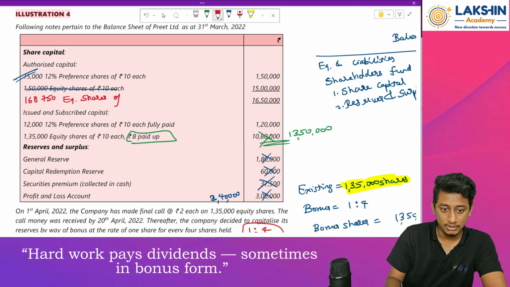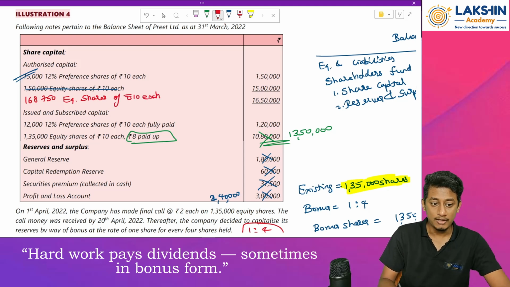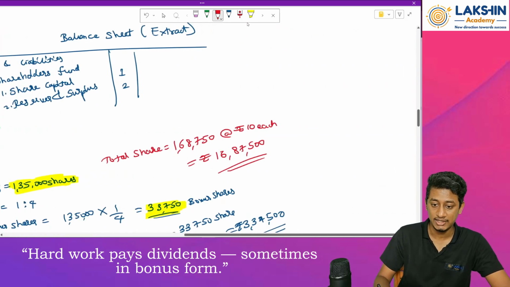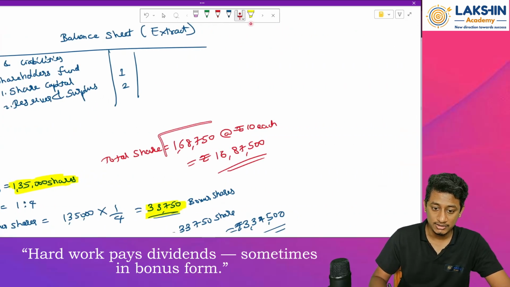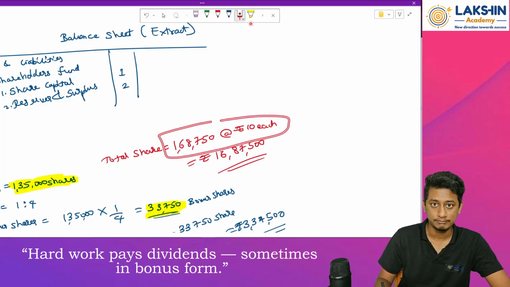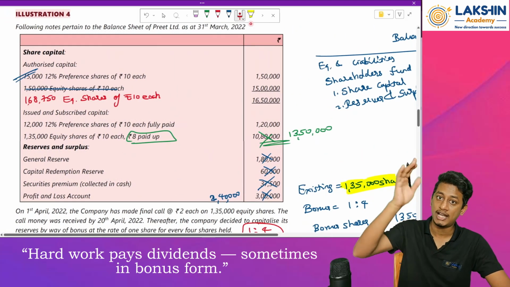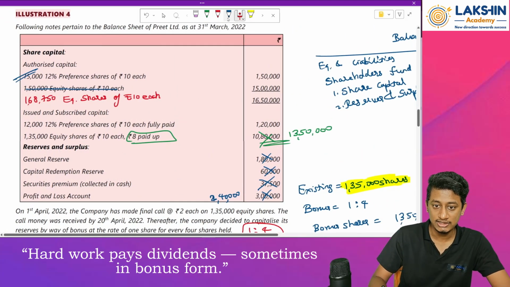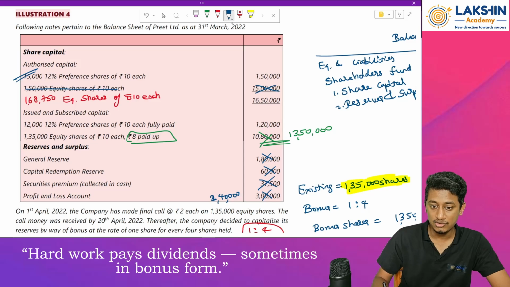equity shares of rupees 10 each. Sir, why 1,68,750? Because this is the new equity share issued. Right, so I am increasing my authorized capital up to that extent only. Clear? Okay. Now this will also change. This will also change to what? 16,87,500. Clear? Okay.